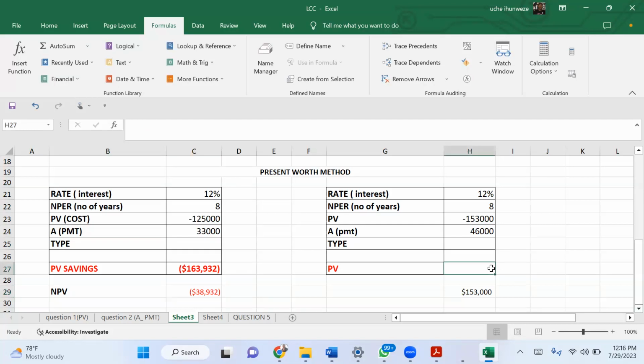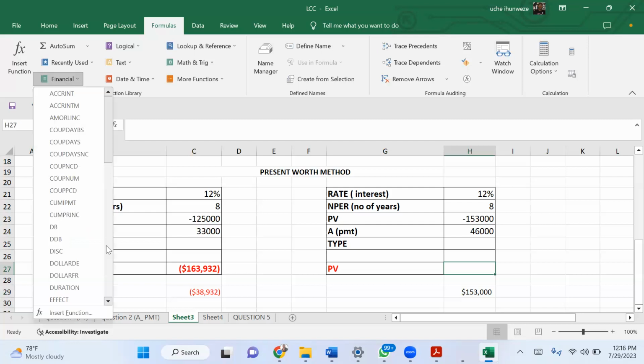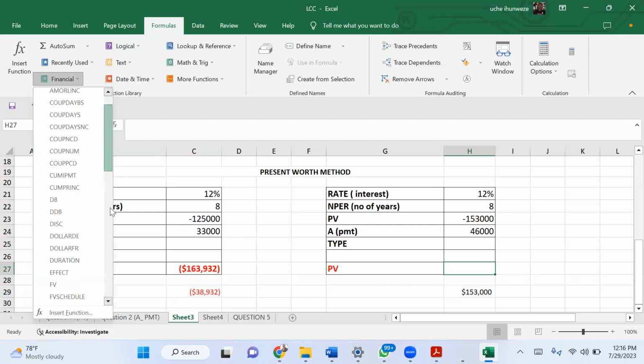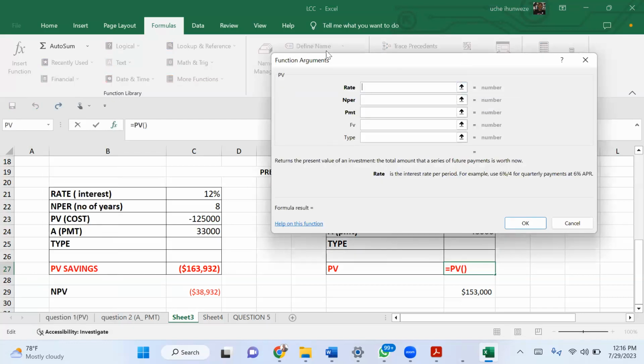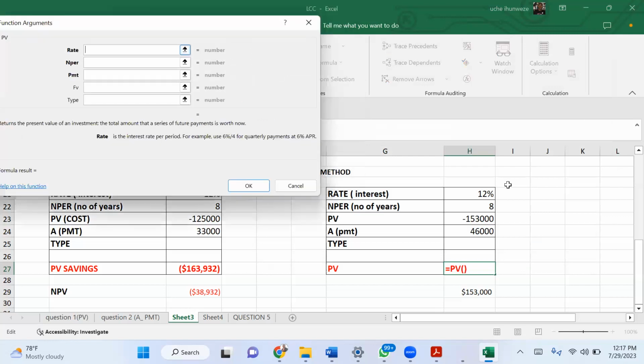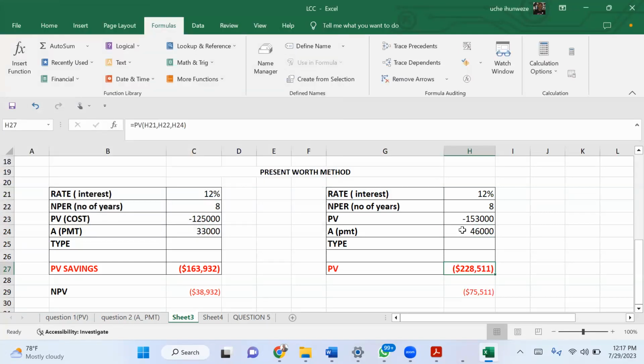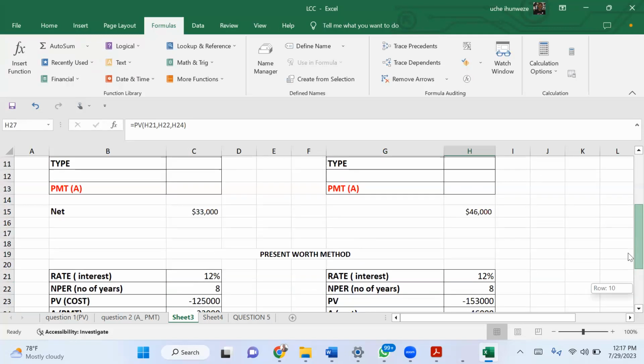I'll come and do the same thing here. What is the PV? Given the savings. And then I'll spread 2. So this is using the present worth method.